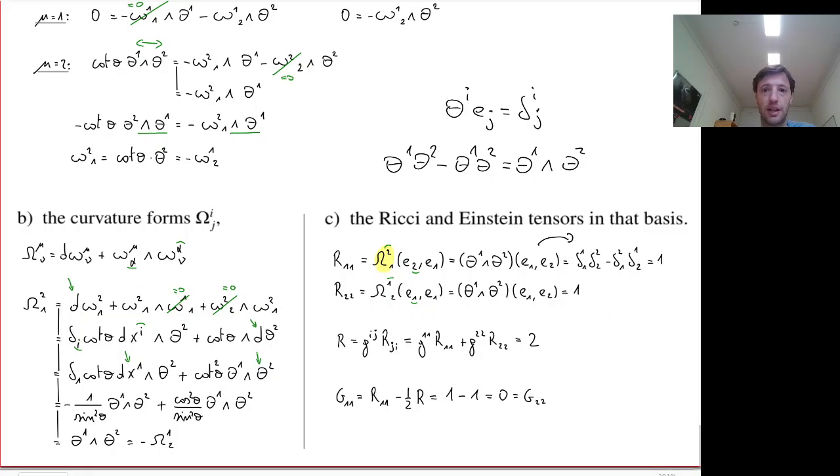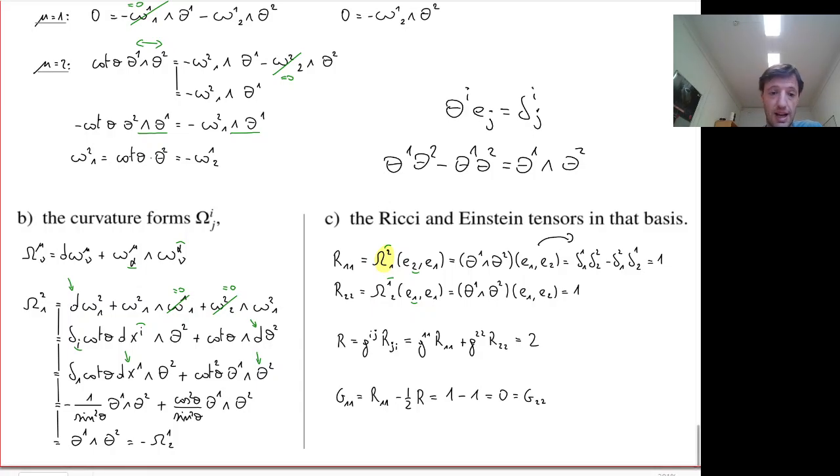Then we just look at the deltas, and we have delta 1,1 is equal to 1, delta 2,2 is equal to 1, and then these are equal to 0. 2,1 and 1,2, two indices that are different from each other, this gives us a 0. We are left only with 1. And the same goes for the 2,2 components. Okay? No surprise, we get 1 and 1 for our Ricci tensor components.